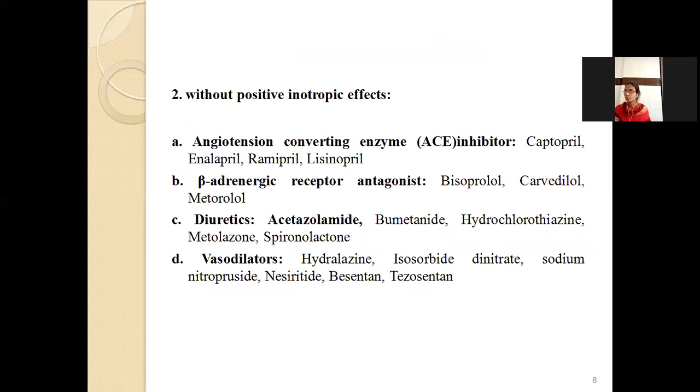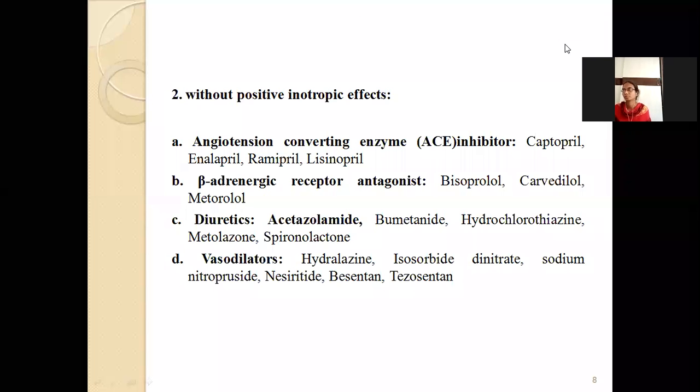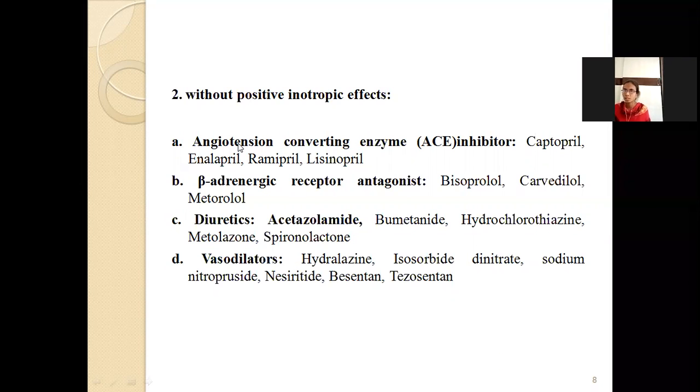Next, without positive inotropic effect. In this, the first one is angiotensin converting enzyme inhibitors, also known as ACE inhibitors. What are the examples? Captopril, enalapril, ramipril, and lisinopril. These drugs are not only used in the treatment of congestive heart failure, but also in the treatment of blood pressure.